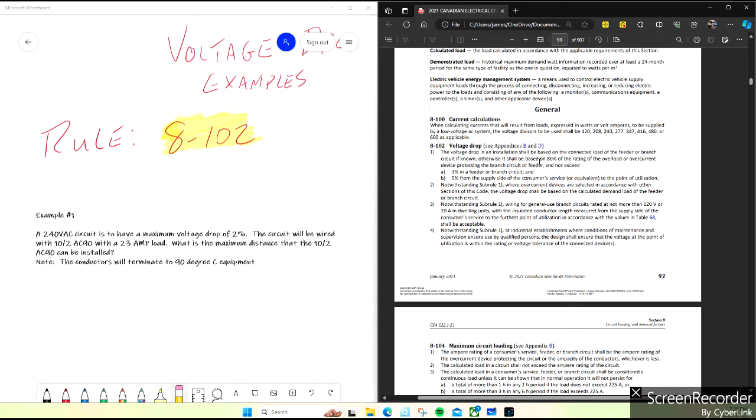How much voltage drop are we allowed in a circuit? If we continue reading sub-rule 1, we're allowed 3% in a feeder or branch circuit and 5% from the supply side of the consumer service to the point of utilization. Okay? So on my questions, I tell you specifically the maximum voltage drop that will be permitted. If I do not state that, then according to the code, in a feeder or branch circuit, we're allowed 3%. The remaining 2% is for the service side, more or less.